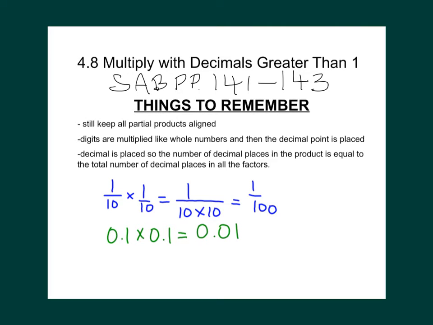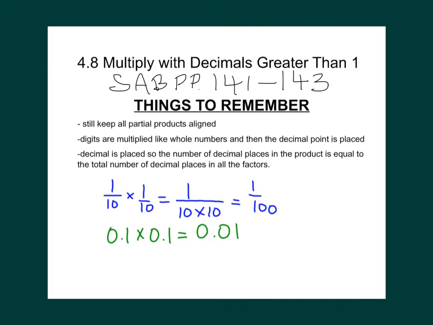Yesterday we talked about multiplying by tenths and hundredths. But now we're talking about multiplying 2 and 20 hundredths. Things to remember from yesterday: keep all of your partial products, those numbers you put underneath, aligned. Alignment is still very key. Digits are multiplied like whole numbers, and then you put your decimal point in after you have your answer. It's almost like you can pretend the decimals aren't there when you're multiplying.